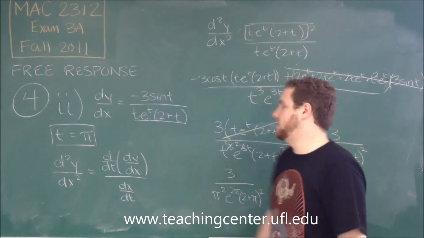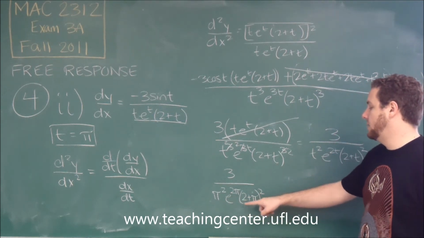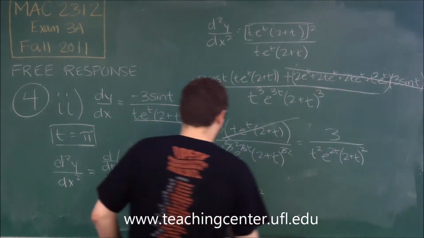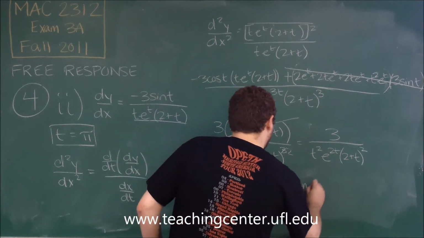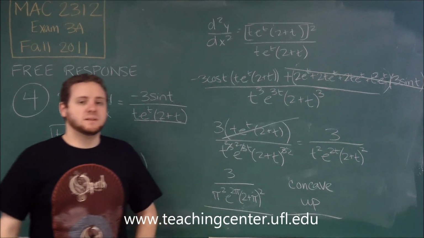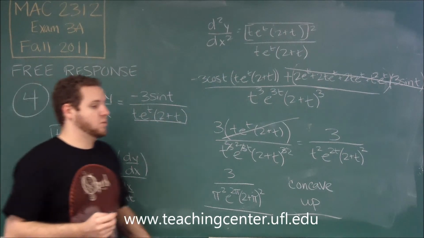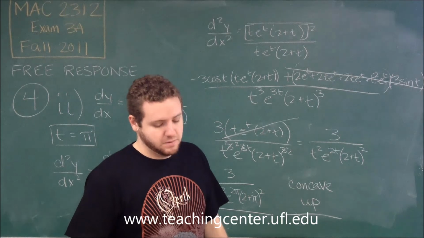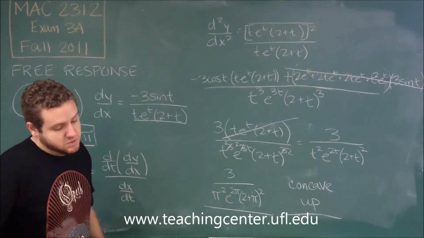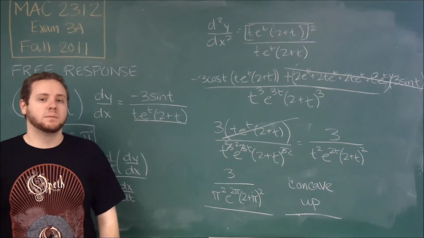Well, remember that the concavity only depends on the sign of this. And we have pi squared e to the 2 pi times 2 plus pi squared. That's all positive. And of course 3 is positive. So this is just positive, which means that our graph is concave up at this point t equals pi, which corresponded to the point pi squared e to the pi, negative 3 in rectangular that we got from part 1. So that answers this question here then. This is our value of our second derivative, and that means that it's concave up.